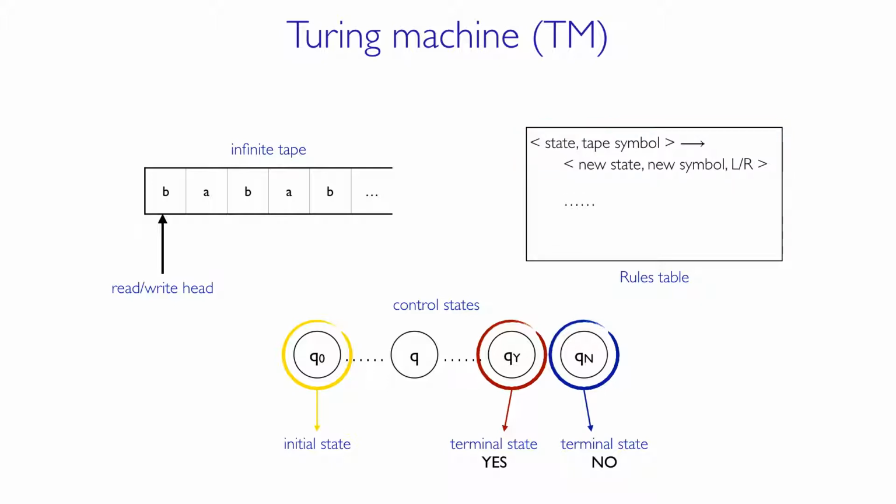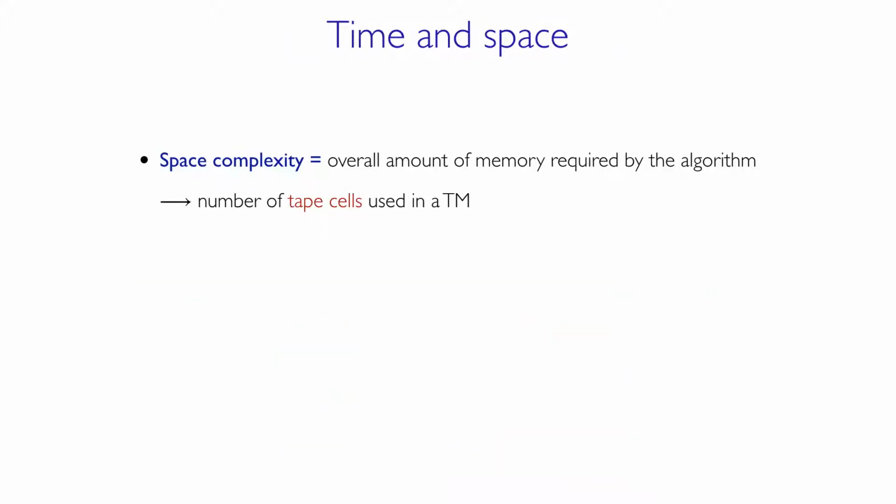In conclusion, the Turing machine starts from the initial state, with some input represented as a string of symbols stored in the tape. It performs a sequence of steps following the rules in the table, and it halts when it reaches a terminal state, either with answer yes or answer no. As a result, you can think of a Turing machine as a formal model of an algorithm.